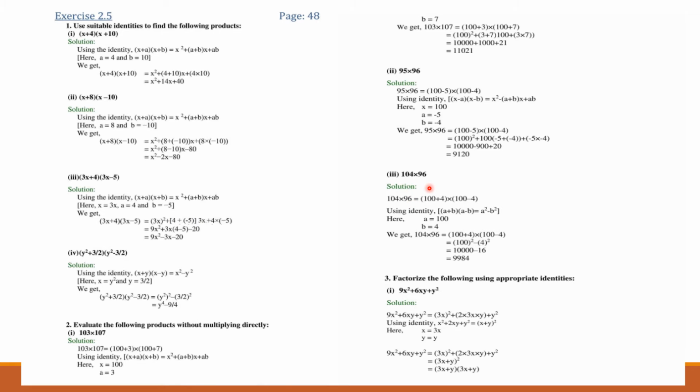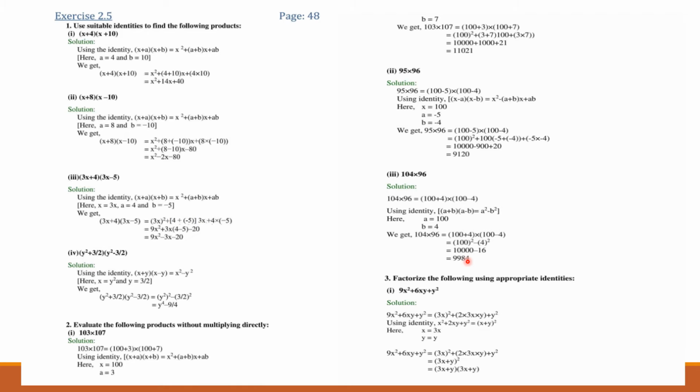See the third part. 104 into 96. So we have split it up like 100 plus 4, 100 minus 4. On seeing the split up, we can easily find out that we are using the identity a square minus b square. So using the identity a square minus b square, we have found our answer. These questions are related to finding the product. Question number 3 is also related to our previous class, that is class 8.